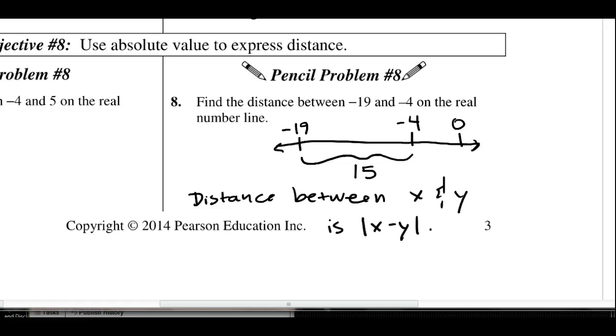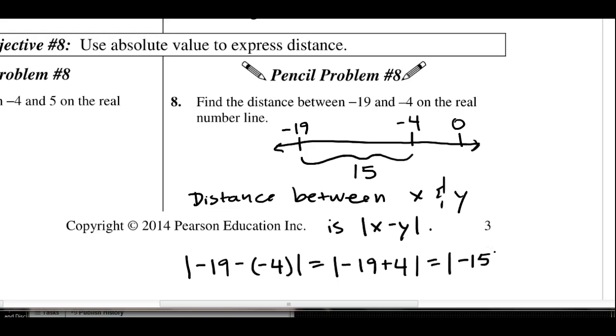So let's do that down here. Let's just do negative 19 minus negative 4. Those are our two numbers. Remember, whenever you have two negatives, those turn into a positive value. So we end up with the absolute value of negative 19 plus 4, which is going to give us the absolute value of negative 15, which is positive 15, which is exactly what we thought we would get by the common sense approach.